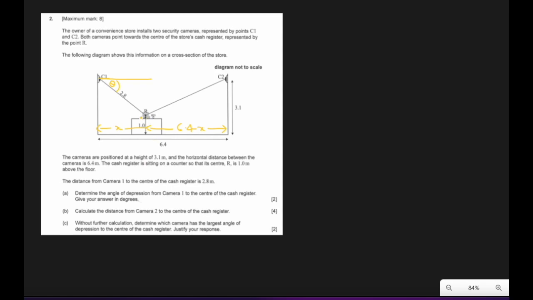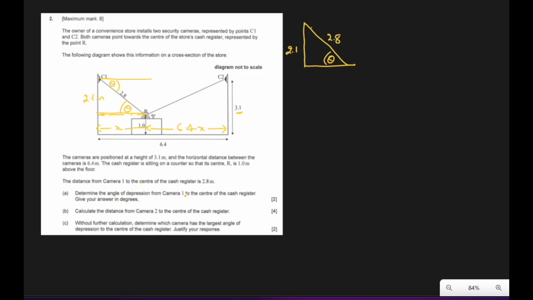Calculating it this way will be difficult. So what can we do? We can complete a triangle here. This angle is equal to the angle of depression because they are alternate angles. We know the total height is 3.1 meters and the height of the center of the cash register is 1 meter. So the remaining here is 2.1 meters, out of 3.1 remove 1. So we have a new triangle now. It is 2.1, this is theta, this is 2.8.